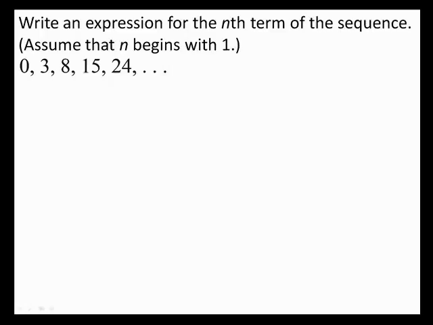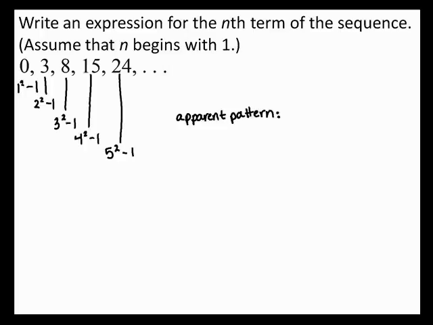Write an expression for the nth term of the sequence. Assume that n begins with 1. 0, 3, 8, 15, 24. From the sequence you can find a pattern. The apparent pattern is a sub n is equal to n squared minus 1.